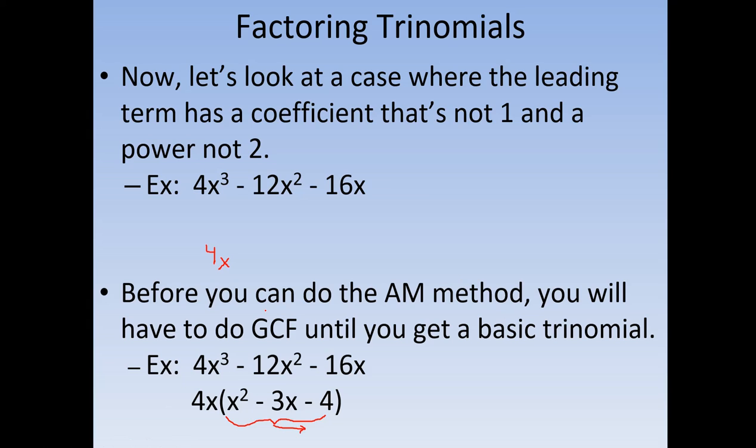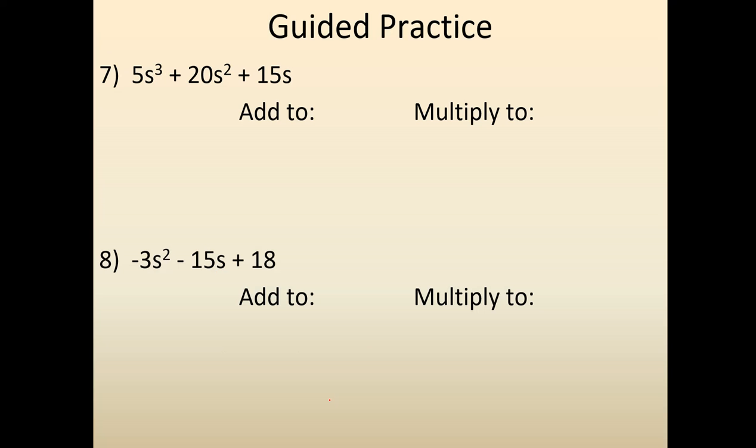So maybe instead of 4x cubed minus 12x squared minus 16x, it's 4x cubed minus 5x squared, in which case there is no greatest common factor. So we'll see a case like that later on, but for now, this is the one that we're going to do. You're going to do greatest common factor first, simplify it so that it looks like one of these basic trinomials, and then do the AM method.